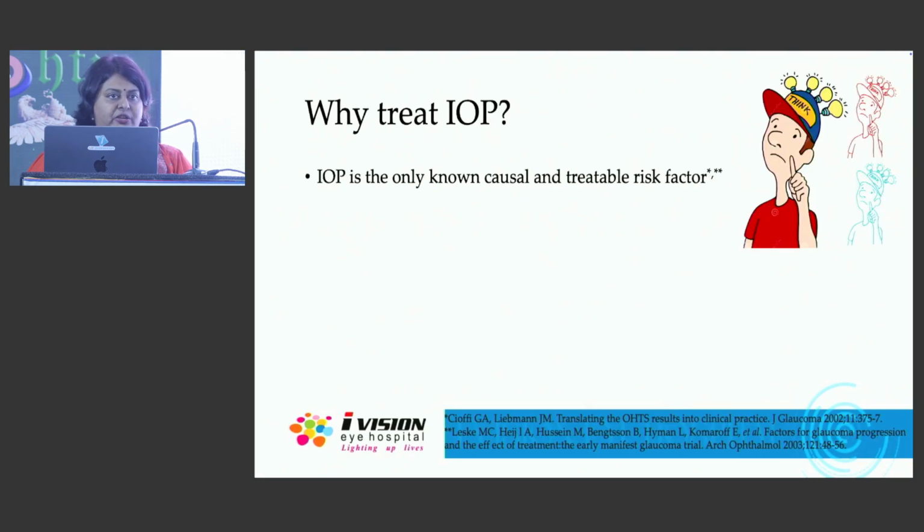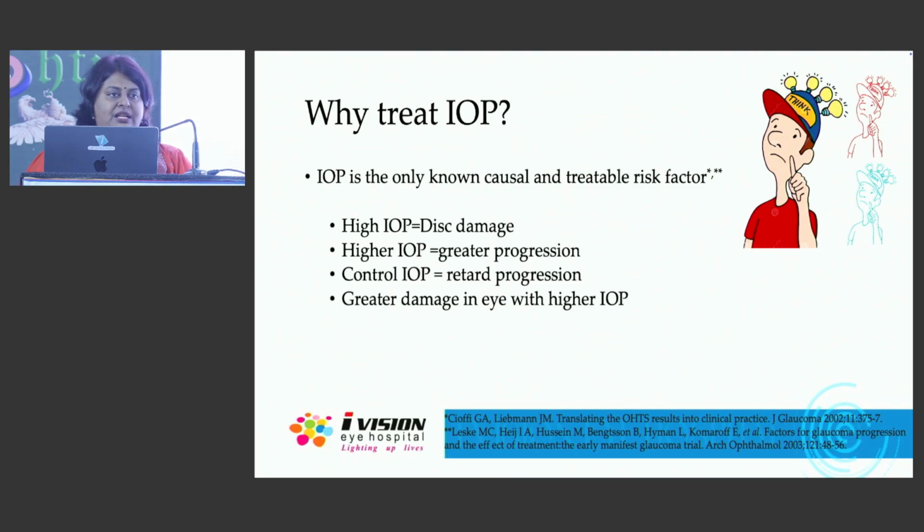Why should we treat the IOP? Because it is the only treatable risk factor which is known to cause glaucoma. These are the associations of IOP that lead to progression and disc damage.